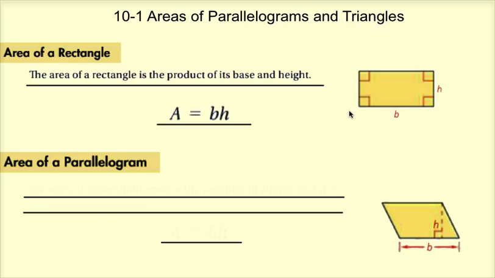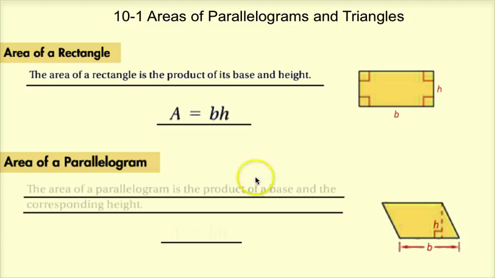We might have learned earlier length times width, but now we're going to use base and height because we're going to use other figures that don't have right angles in them, like the parallelogram, which is going to actually have the same formula. But area of a rectangle just equals the base times the height. B stands for base, H stands for height.